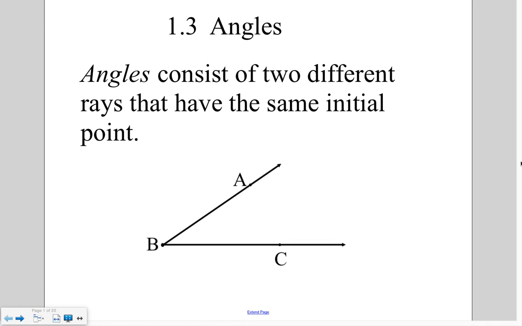So angles consist of two different rays that have the same initial point. Basically, they share the same endpoint. In this case, we've got ray BA and ray BC. Notationally, ray BC and ray BA. So two rays make up an angle.